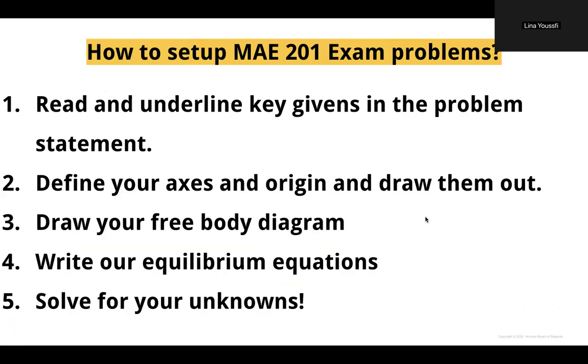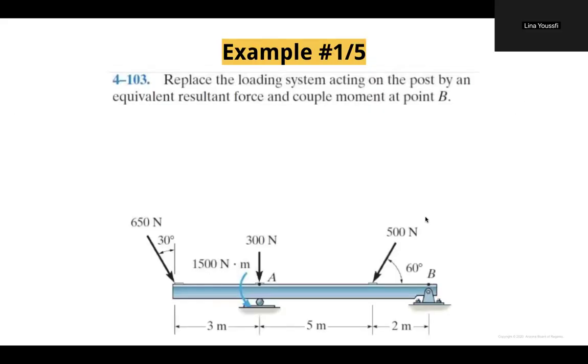To set up your MAE 201 problems, you want to read and underline your key givens in the problem statement. Define your axes and your origin and draw them out in your free body diagram. Then write out your equilibrium equations and solve for your unknowns. We're going to get started with the first problem.